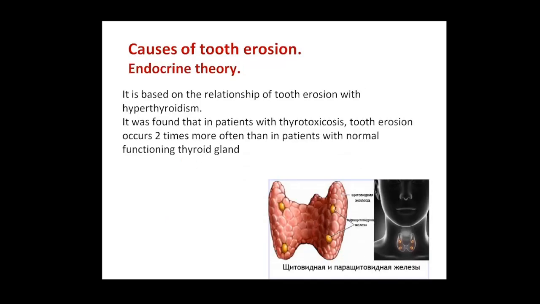Other reasons like endocrine system, endocrine theory. It's based on the relationship of tooth erosion with hyperthyroidism. It was found that in patients with thyrotoxicosis, tooth erosion occurs 2 times more often than in patients with normal function of this gland.